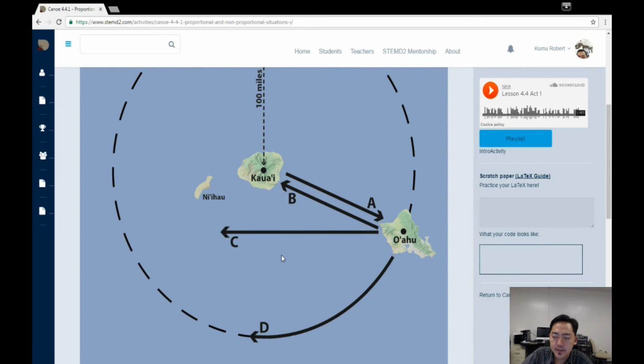What we want to do in this activity is to draw a graph of the distance from Kauai versus the distance traveled. So we have distance from Kauai being the dependent variable, and it's going to depend on the distance traveled. For example, path C, as the distance traveled increases, we come close to Kauai and then far from Kauai again. So we should have some kind of curved graph that represents path C.